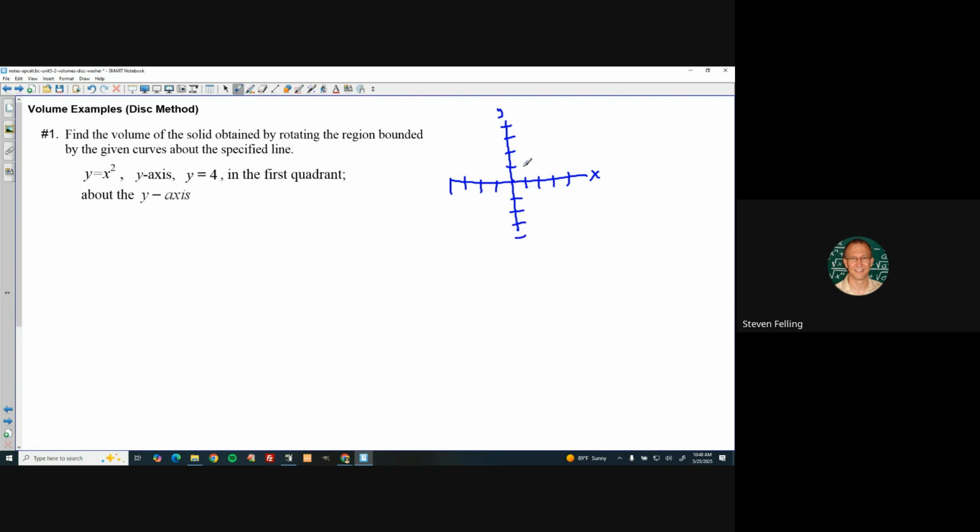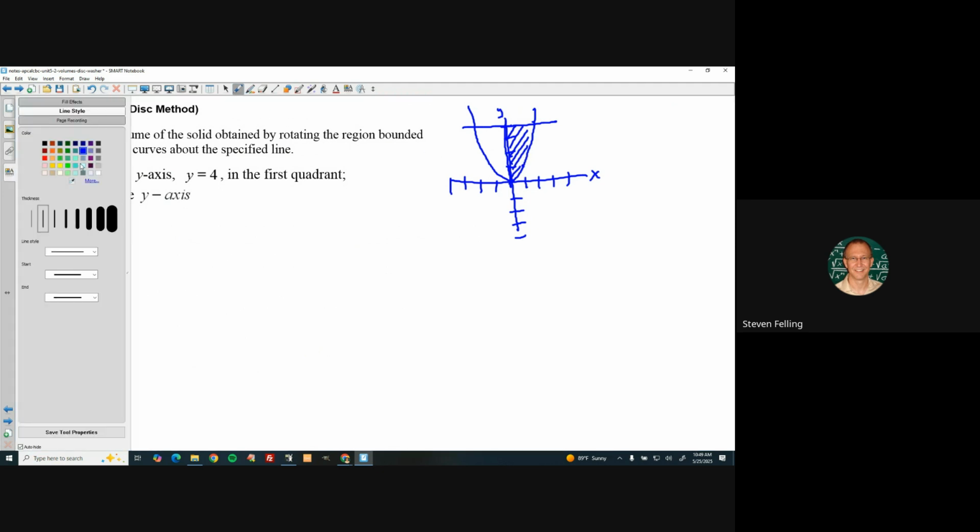Y equals x squared would go through the point (1, 1) and (2, 4). So something about this wide. Y equals x squared, like that. The y-axis, y equals 4, which is a horizontal line, in the first quadrant. So we have to identify the two-dimensional region. That's the region we're talking about.